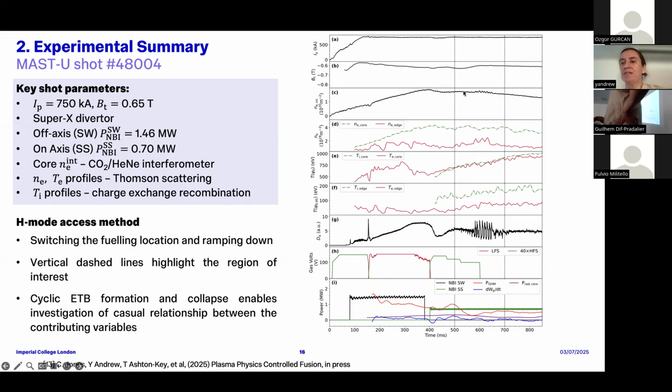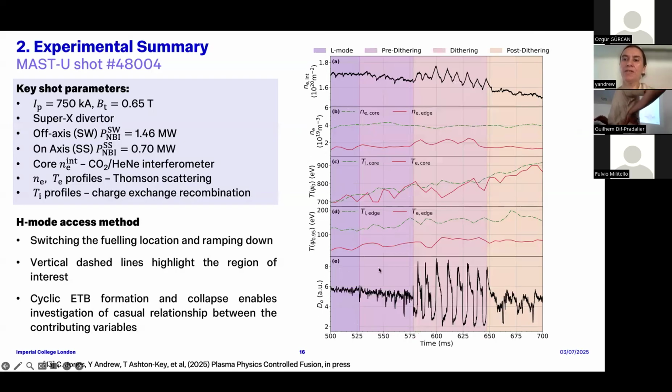Then you start to see we entered this kind of phase of dithers. This is the core plasma density being affected. And then we entered these more cyclic dithers at this point. So this was an interesting shot for us because it provides these cyclic ETB formation and collapse. It essentially slows down the L-H transition, given the limitations and the temporal diagnostics that we have, so that we can actually study the interactions there.